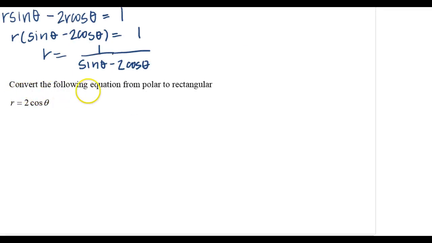Finally, the last example: convert the following equation from polar to rectangular. Now this one is a little bit different. It's a little bit trickier to see how exactly we're going to eliminate the r's and the thetas and turn them into x's and y's. So let's write down what we know. We know that x equals r cosine theta. We know that y equals r sine theta.